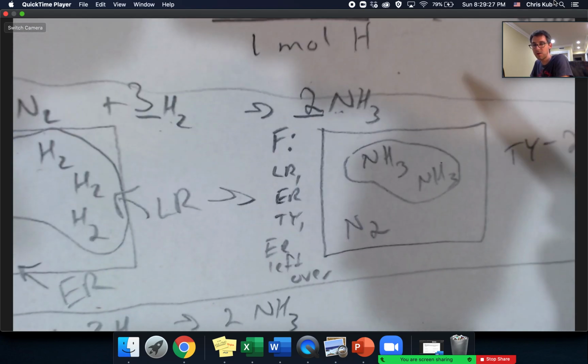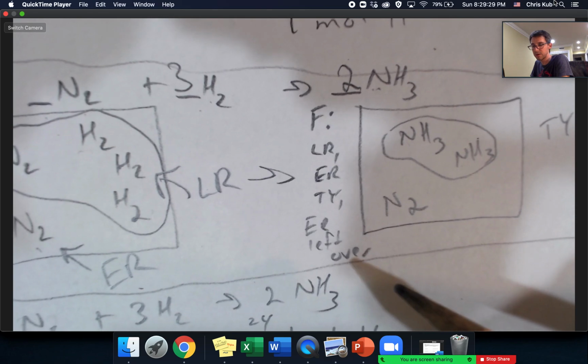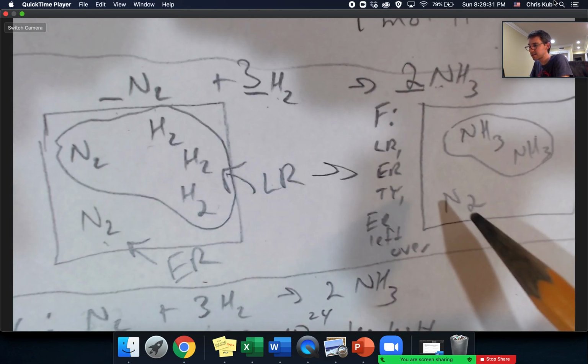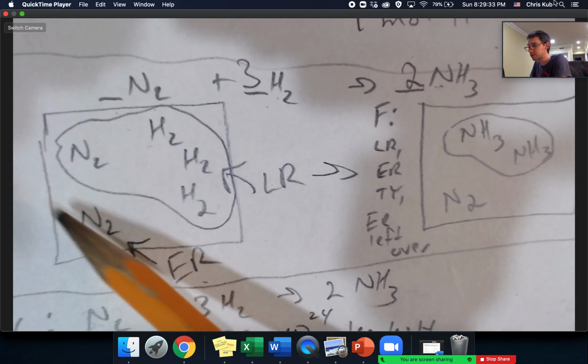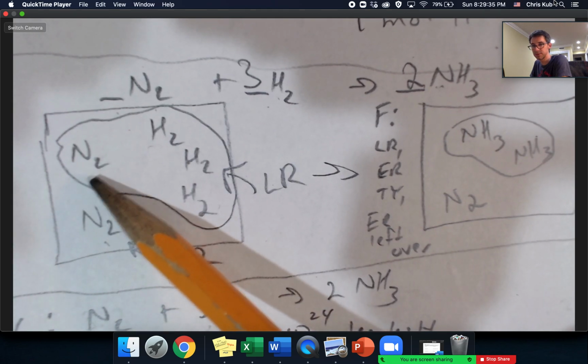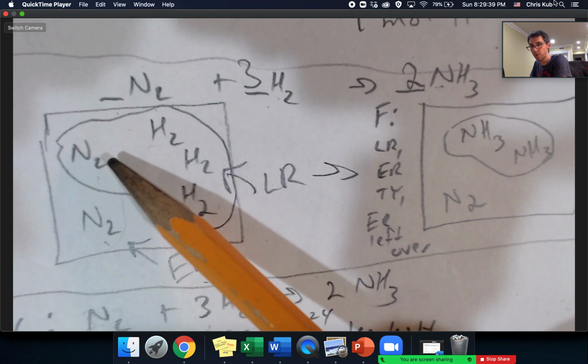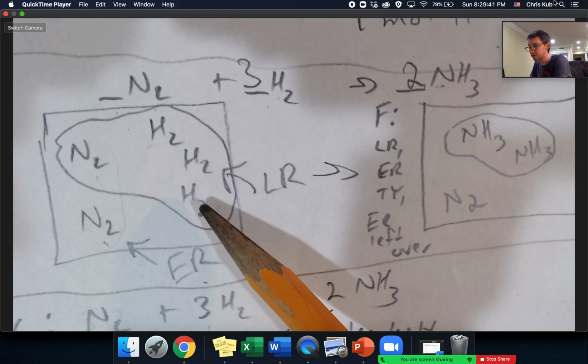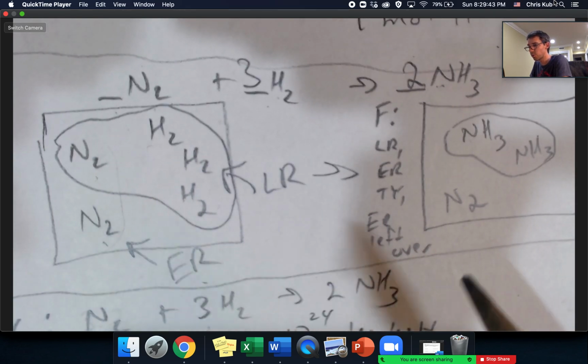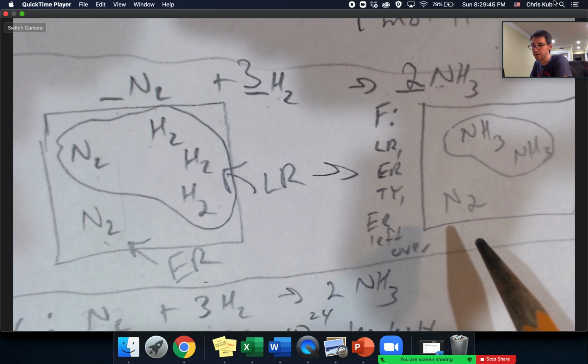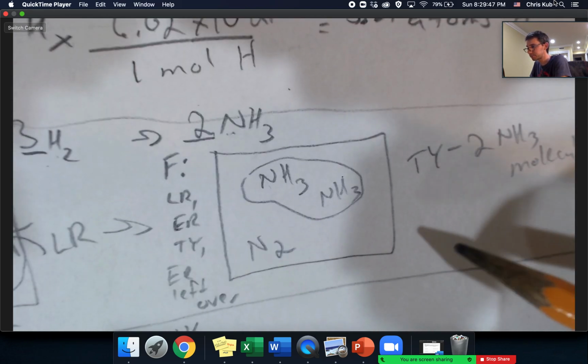And then how much excess reactant is left over? That is determined by how much you started with and how much was used. You started with 2 N2s. Only 1 was used to react with the H2. So 2 minus 1, there's only 1 N2 molecule left over.